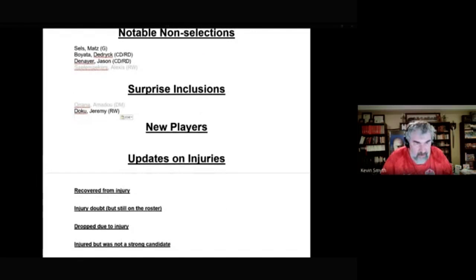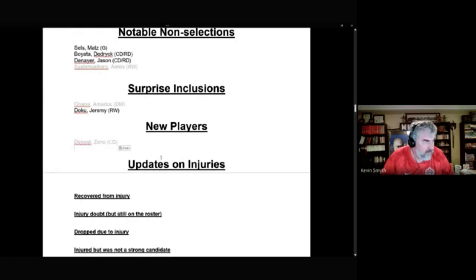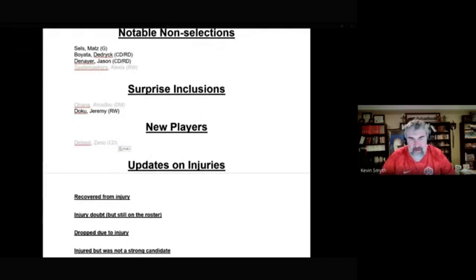The next one is new players. We only have one, but it's an interesting one. It's Zeno Debast in central defense. So selected above a throng of players there, selected above them. And not only that, but starting all three games in September and November there. So I'm kind of excited to see him. I'm guessing he's going to be a starter.